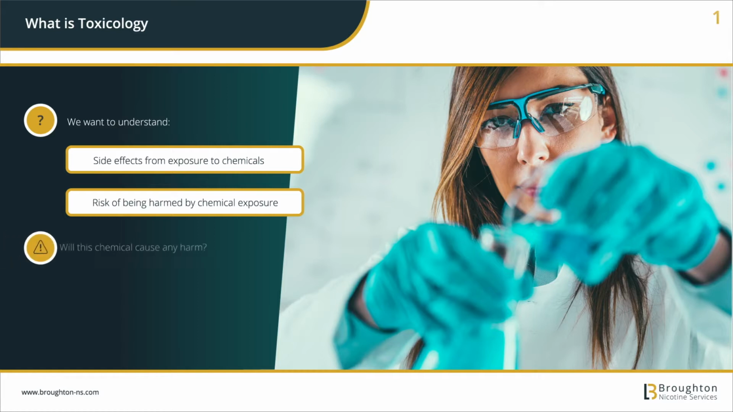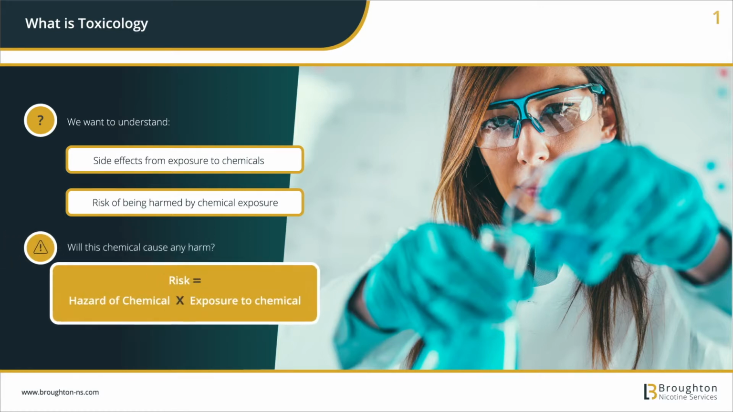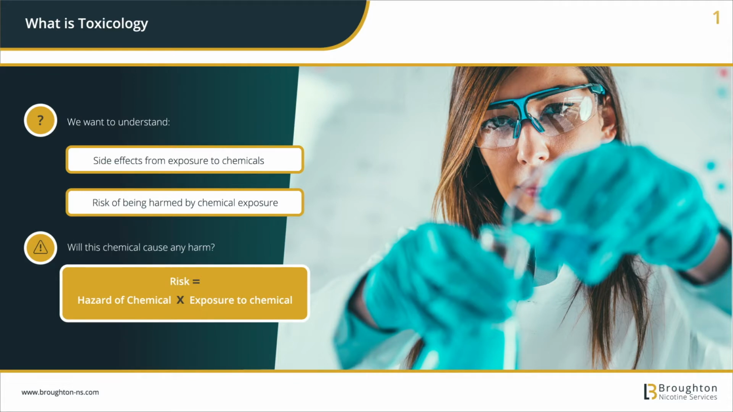In toxicology, we are interested in how a chemical will interact with parts of the human body, from different organs to the immune system to our blood.